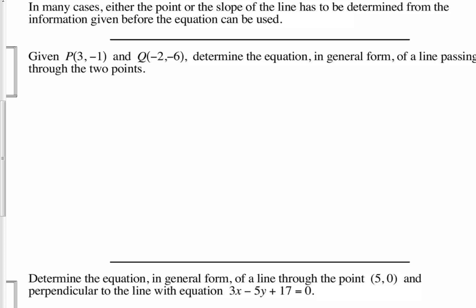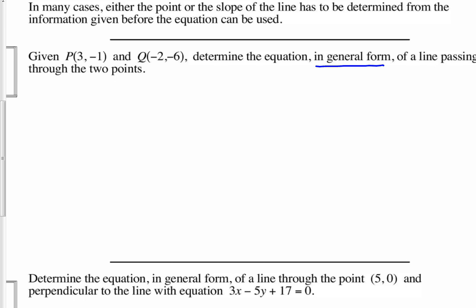Now, whenever we're going through and making an equation, the first step we want to ask ourselves is, do we know our slope? So they say given point P, 3, -1, and Q is -2, -6, determine the equation in general form of a line passing through 2 points. Can you ever go straight to general form? No, that's the last step. We first start is, do we know our slope? The answer is no.